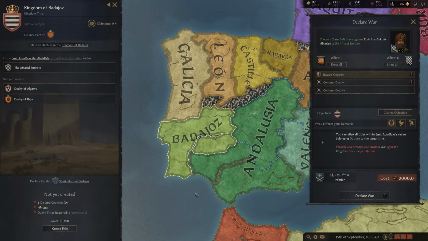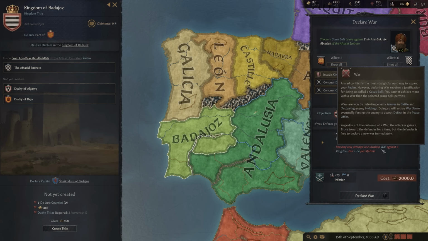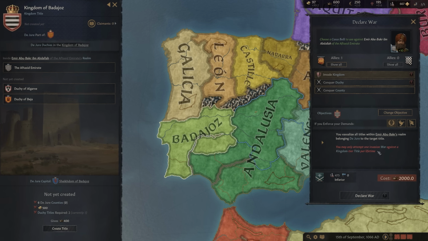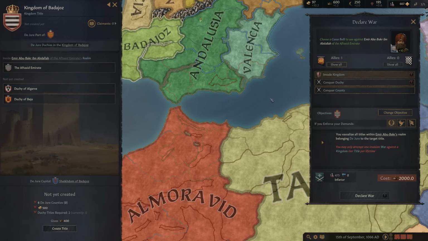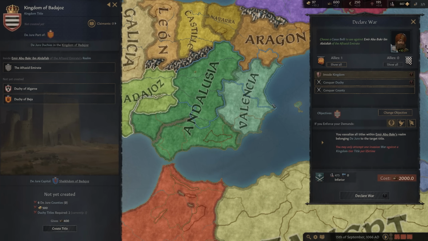So there's that location. I'm trying to take it all out. We're invading the kingdom, and you can only attempt one invasion war against a kingdom tier title per lifetime. So you really only want to use this unless you're absolutely dedicated to a large swath of land being included into your territory, or it's a kingdom you really need to maybe solidify an empire title, something of the sort, since you only can do it once per lifetime per character, obviously.